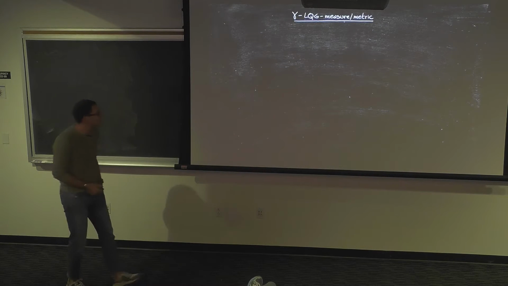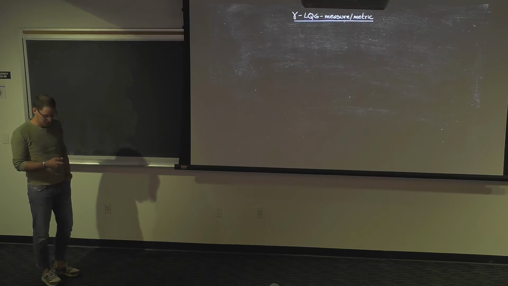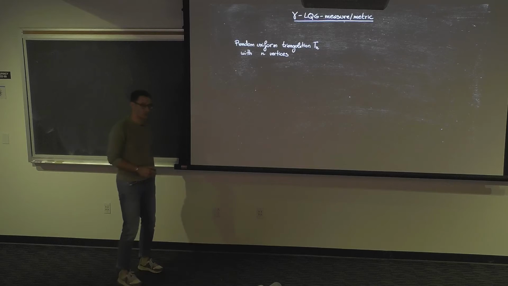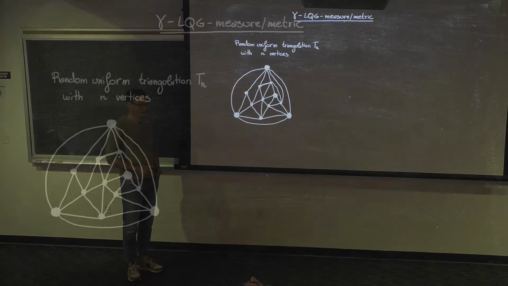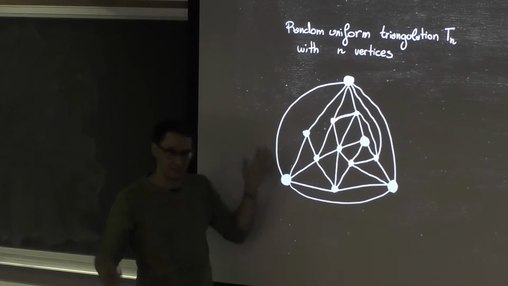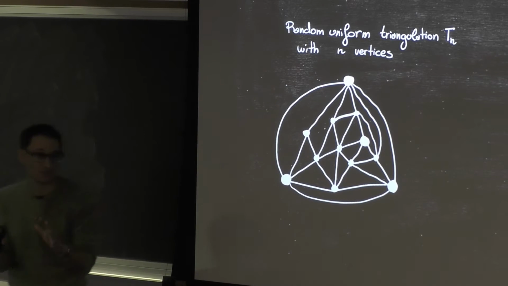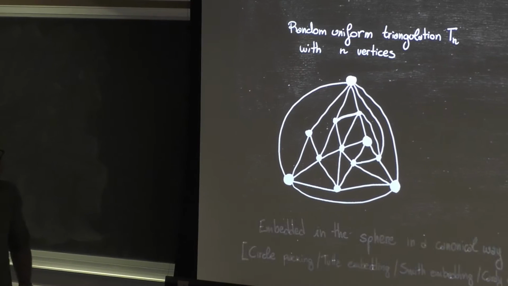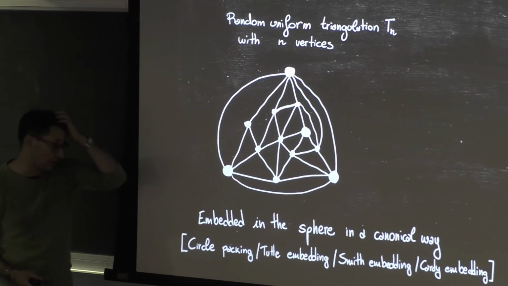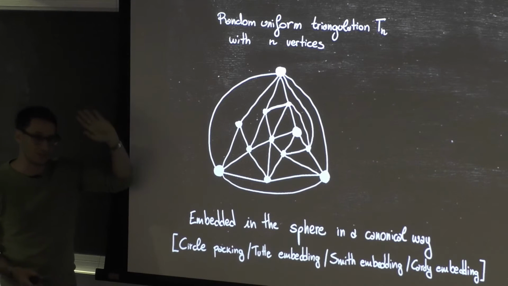OK, what is gamma LQG measure, and what is gamma LQG metric? OK, let's start with a uniform random triangulation over n vertices. So you have n vertices, and you take uniformly at random a triangulation. So a planar map with n vertices where each face is a triangle, including the external face, because we are always in this talk on the topology of the sphere. And now you embed it on the sphere in a certain canonical way. I don't want to enter into the details. There are many ways of doing that.